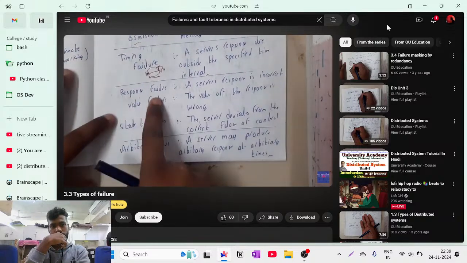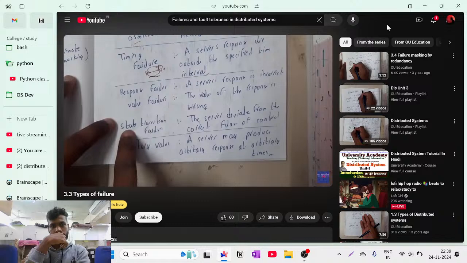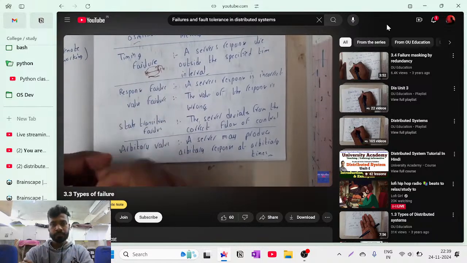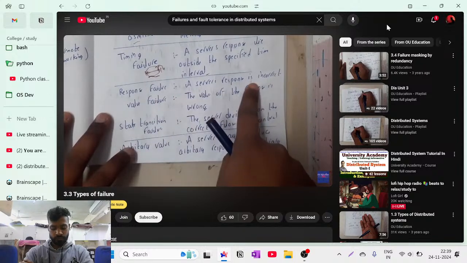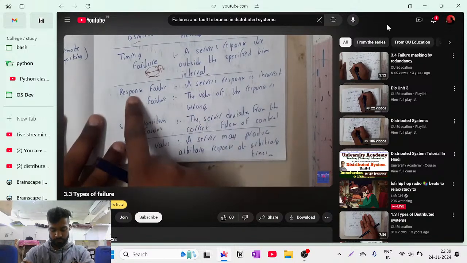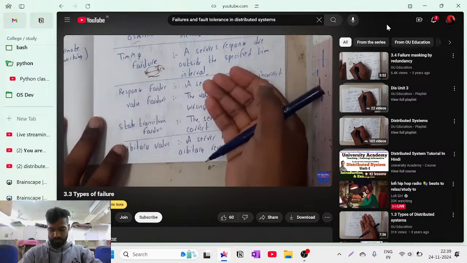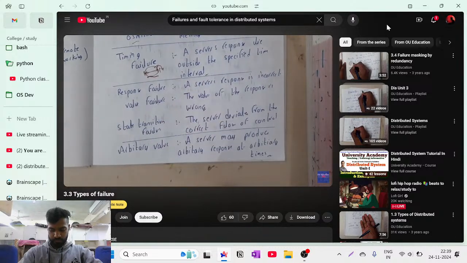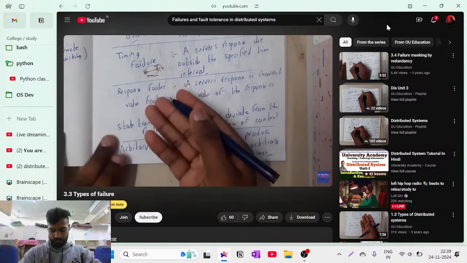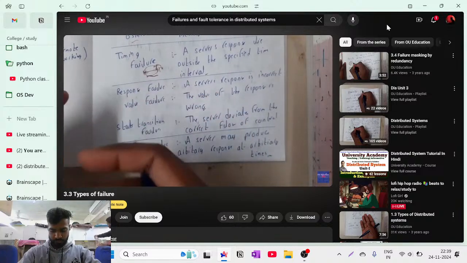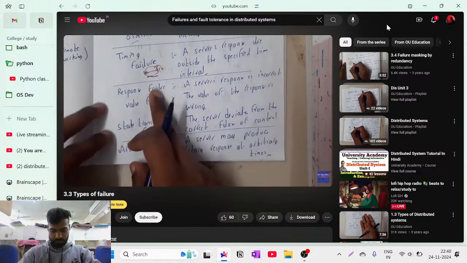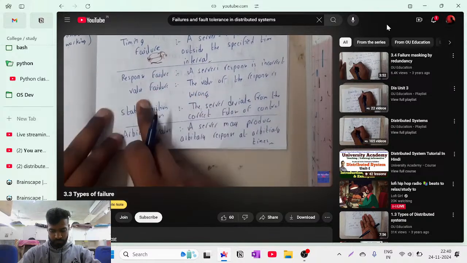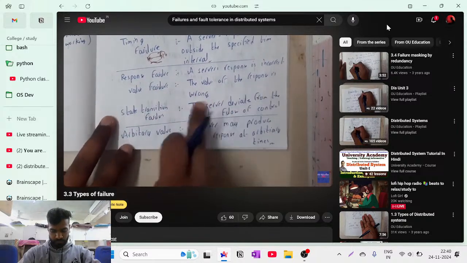Similarly, response failure, value failure, and state transition failure. These three are a bit related, so I have grouped them. Response failure is when a server's response is incorrect. The server gave wrong information. It could be a profile, for example: sometimes when you open your profile you might get some other name. It occurs rarely, but there is a chance. That is a response failure: it responded in the wrong way. Similarly, value failure is when the value of the response is wrong.